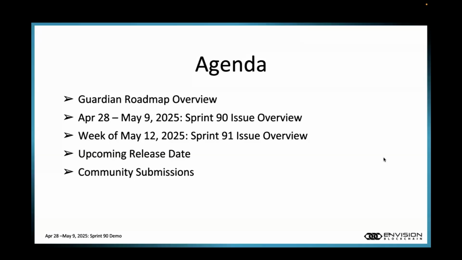So just a quick overview of the agenda. We'll be looking at the Guardian roadmap. We'll also be talking about the issues that we tackled in Sprint 90. Then we'll be looking at the demo of Sprint 90. Then we'll be looking ahead to the week of May 12th, which is Sprint 91. We'll also be talking about the issues that we'll be tackling in Sprint 91. We'll be talking about the upcoming releases, and we'll also be giving you some of the ways you can submit bugs or policy requests through various different channels.